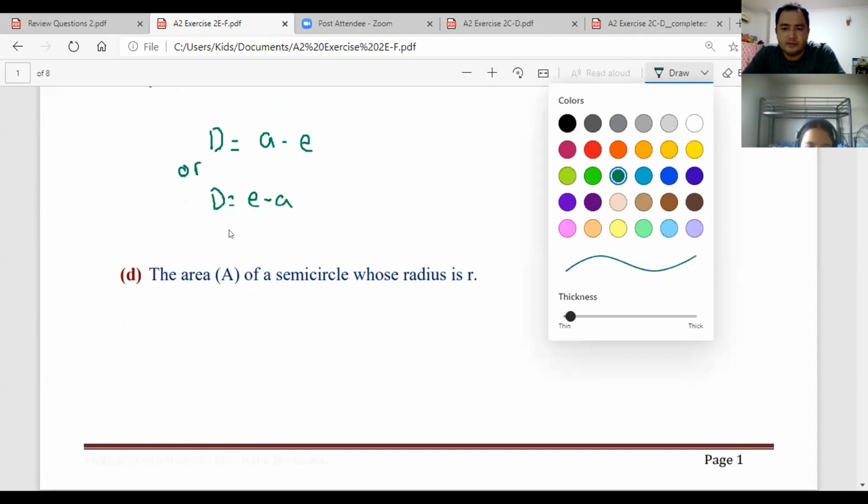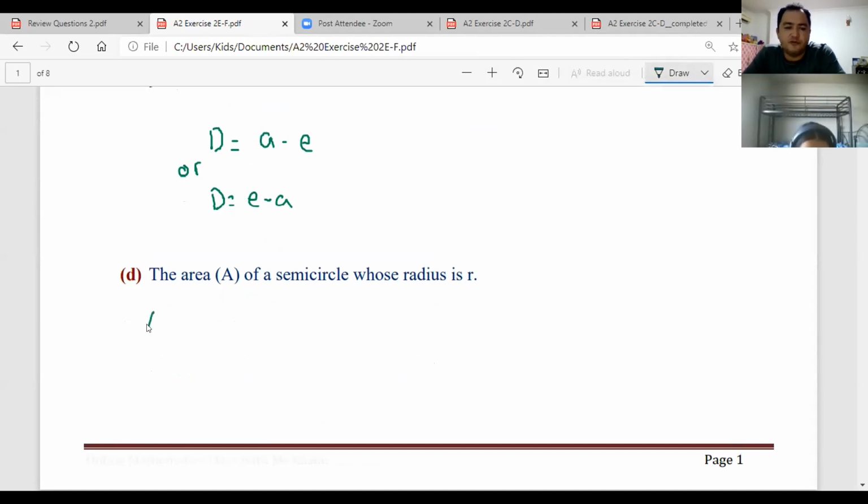The area A of a semicircle whose radius is R. First, can you draw a semicircle? For this kind of question, first draw, and answer the question on the right-hand side or anywhere.